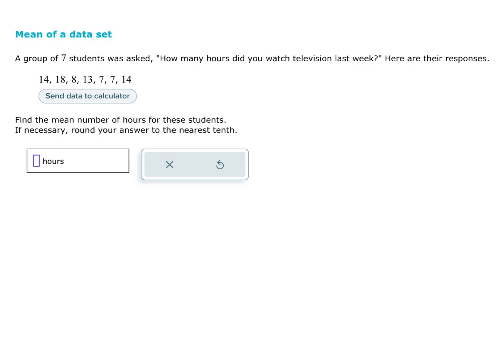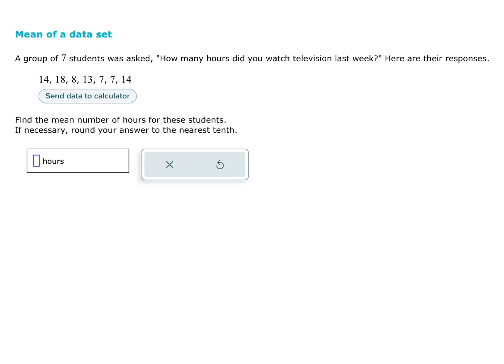So to find the mean of a set of data, we're going to add up all of the numbers in the data set and then divide by how many numbers there are. And if you want to see why this formula works for finding the mean, I do have another video that I've made for that, and I recommend you look for that and watch that video as well.